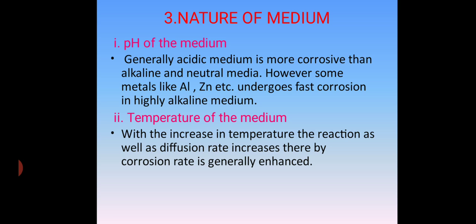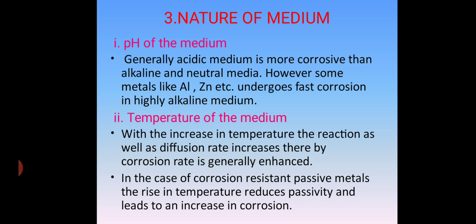As the temperature increases in any reaction, the activity level of the reaction also increases. So naturally the corrosion, it is also a kind of reaction, the rate of reaction increases. With the increase in temperature, always our corrosion increases. In the case of corrosion resistance, in some metals which are passive in nature, they resist corrosion at ordinary temperature or normal temperature, but at higher temperature they undergo corrosion. So this was effect of temperature.